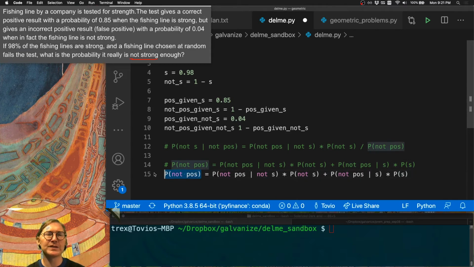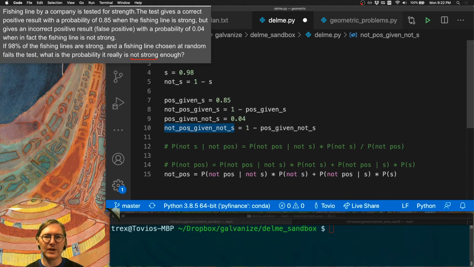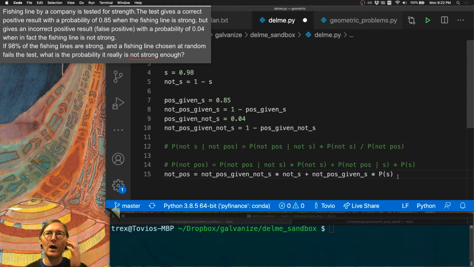So let's just translate this into Python. We'll just fill in all these blanks. So not positive is going to be not positive. That's a simple way that we can do that. And the probability that it's not positive given not strong, well, do we know that? We do. We've got it right here. I'll just replace that. The probability of not strong, well, we've got that up here. That's just the complement of it being strong. The probability of it being not positive given that it's strong, do we have that? We do. Not positive given strong, we have here. And the probability of it being strong, which we have up here.